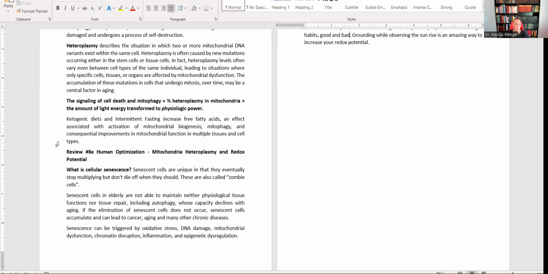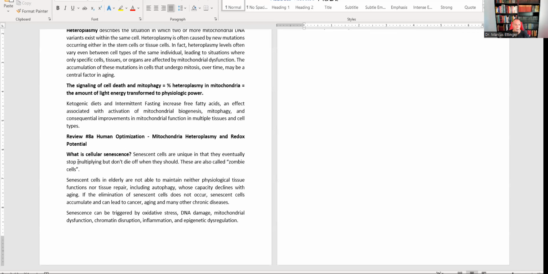And by doing this, we get consequential improvements in mitochondrial function in multiple tissue and cell types, basically all tissues and cell types. Now, again, review the 8A. Now, last couple terms, what is cellular senescence?